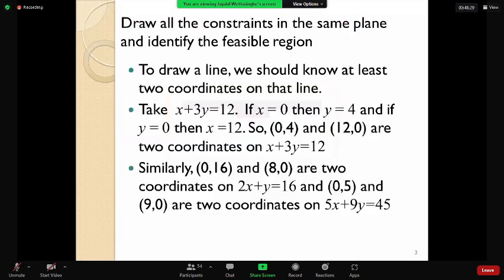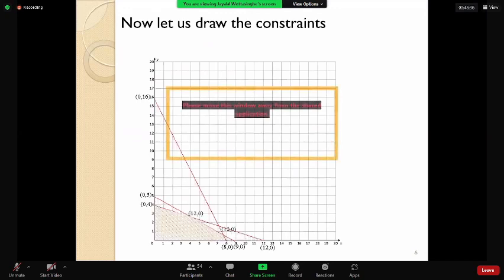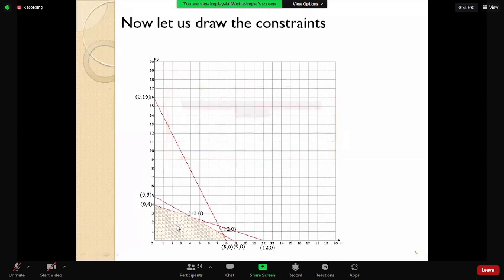So let's go back to the graph, and this is the feasible region. This feasible region covers the common area for all inequalities. That means if we find any point from this shaded area, it satisfies all the constraints, or all the inequalities.